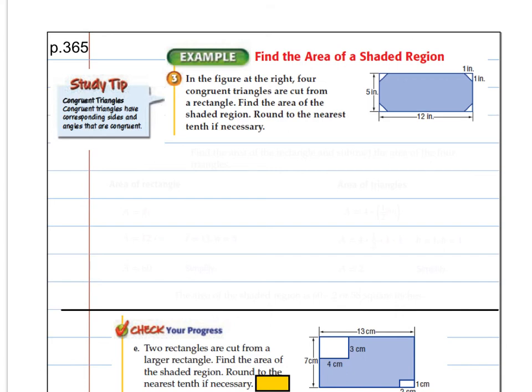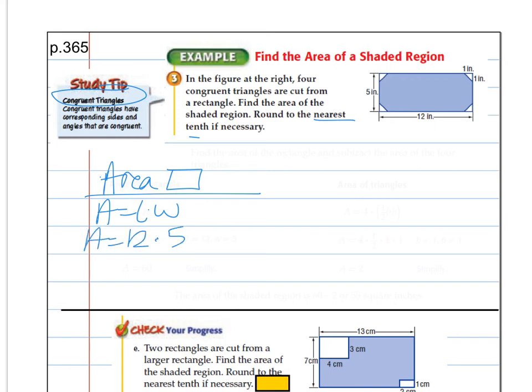All right, so again, we did talk about referencing shaded figures. So again, you could see that this shape here is cut from a rectangle. There's 4 triangles that are congruent. Remember, congruent meaning they are the same size and shape. So we could find the area of the shaded region and round to the nearest tenth. So what I could do is find the area of the large rectangle, assuming those triangles are there. And that's length times width or base times height. So area is 12 times 5. So the area for that would be 60.